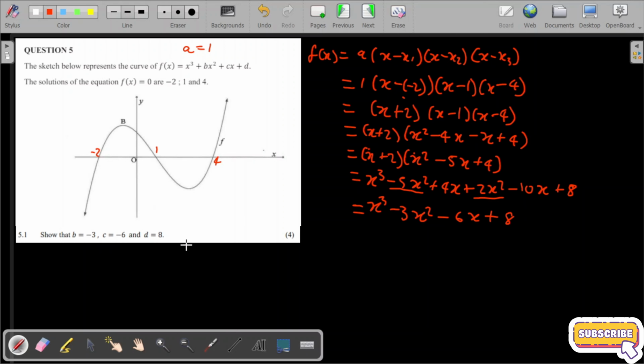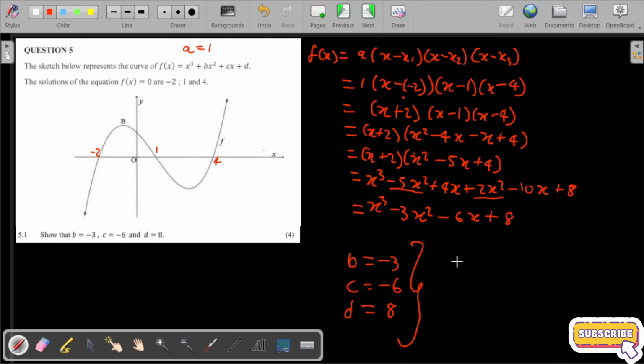Now, in terms of the values that I'm looking for, my b in this case is equal to -3. My c in this case is equal to -6. Then my d in this case is equal to 8. So this is the whole 4 marks that they were looking for. I hope everyone understood each and every step that we went through here.